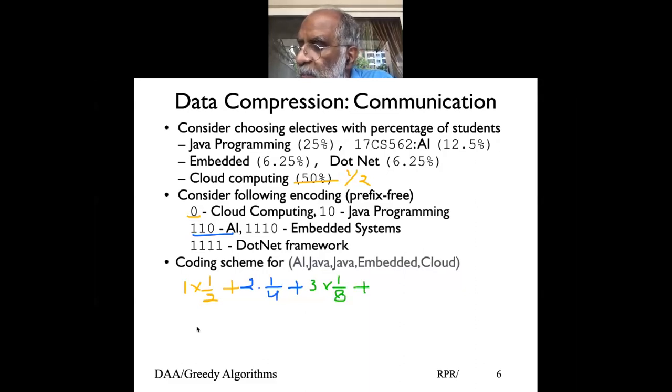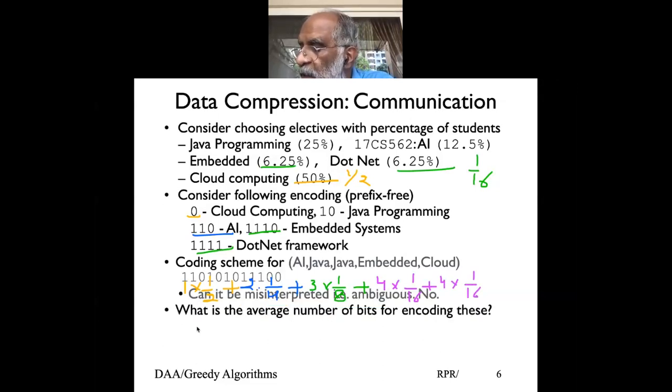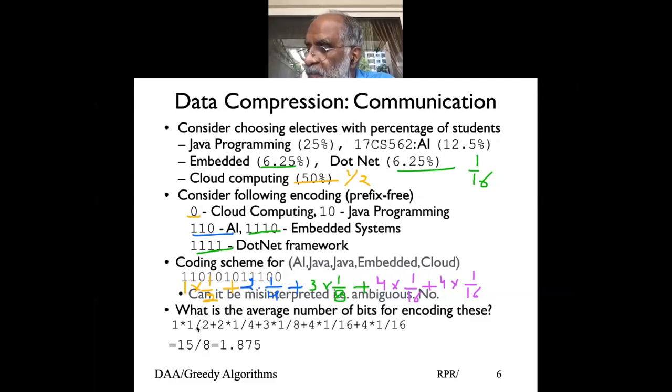and then embedded and .NET both with 6.25%. That means probability is 1 by 16. I'll basically be doing 4 into 1 by 16 plus 4 into 1 by 16, and that is what we'll basically get, and that means my answer would be about 1.875. So previously my average when I did the fixed encoding was 3 bits, and now I've got 1.875, a significant saving of roughly about, I would say, 40%.